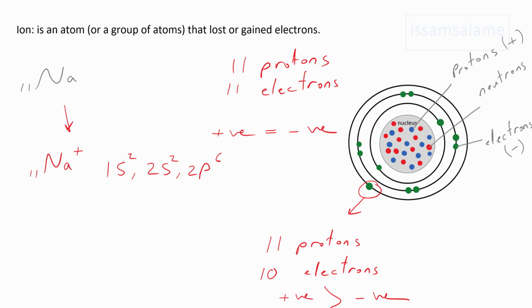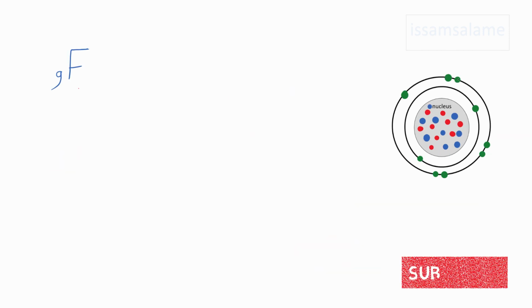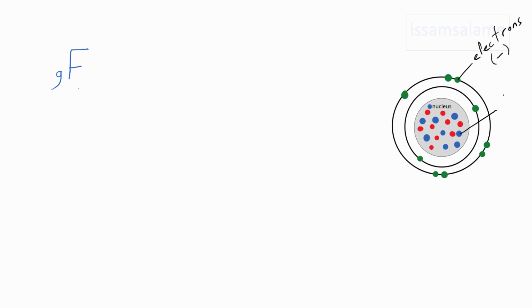As you noticed, the electronic configuration for the sodium ion is different than the sodium atom, since sodium lost one electron and now it has 10 electrons instead of 11. Let's have another example about fluorine. Fluorine with atomic number 9 has 9 electrons and 9 protons. Since the electrons are equal to the protons, the positive particles are equal in number to the negative particles, and it doesn't have any charge.